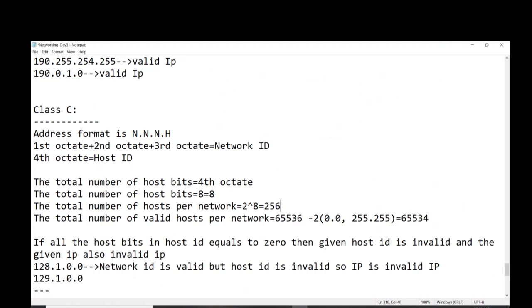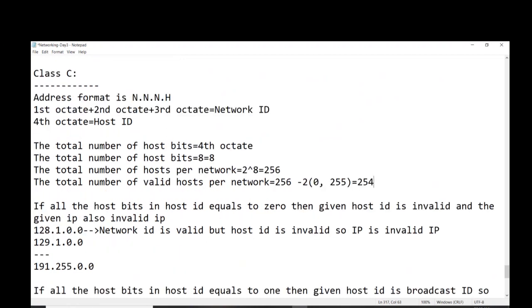Then the total number of valid hosts per network equal to 256 minus 2. Minus 2 means here the last octet all 0 and all 1, so 254. Correct. If all the host bits in the host ID equal to 0, then the given host ID is invalid and the given IP is also invalid.